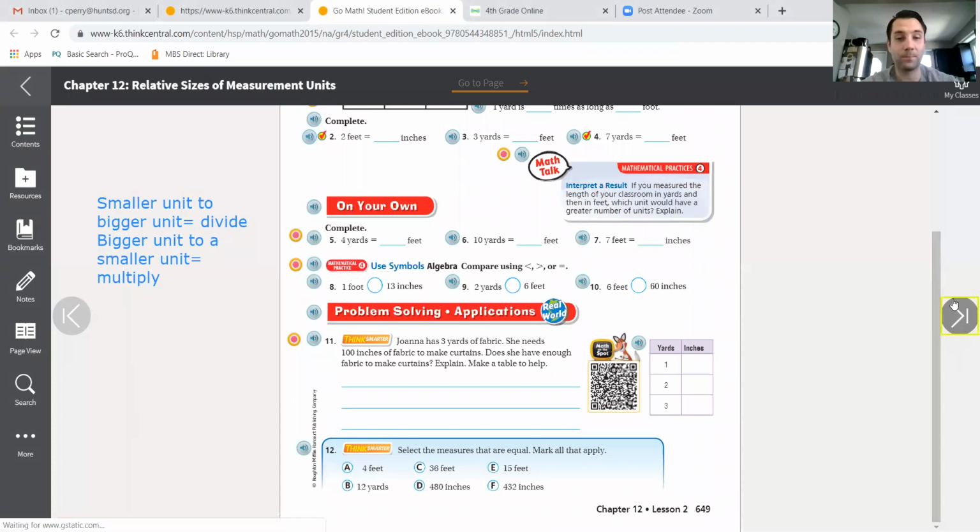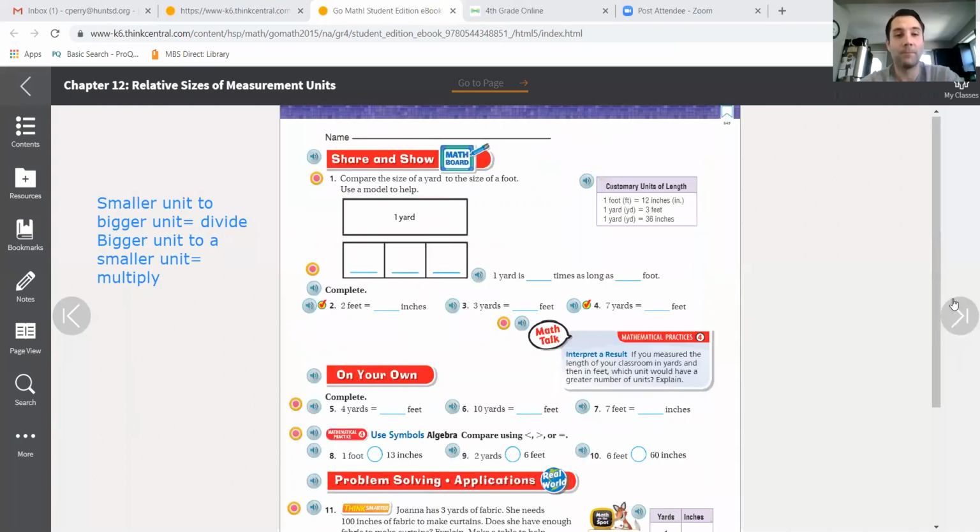Turn the page. All right, so next page, page 649. Hopefully everybody's there. Okay, so share and show. We're going to do these 4 problems together, and then you'll be ready to do the reteach. Okay, so question number 1.